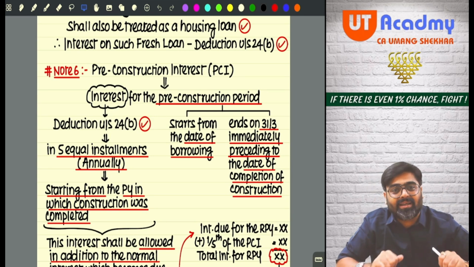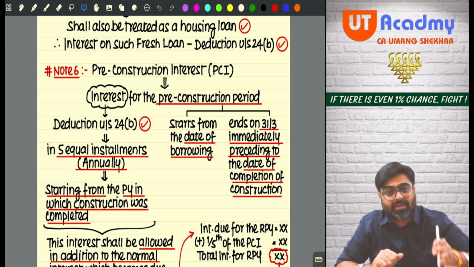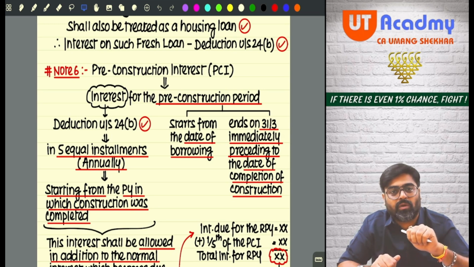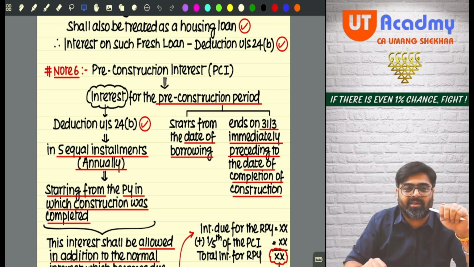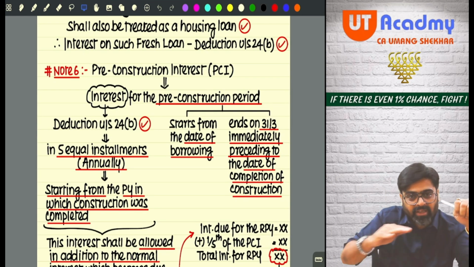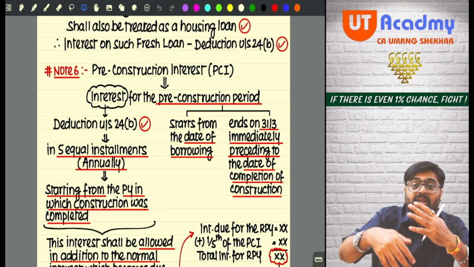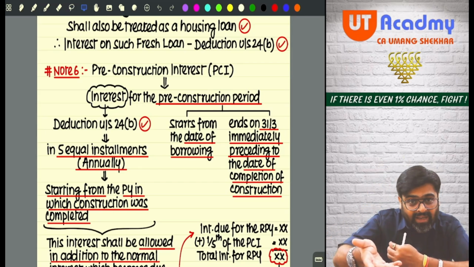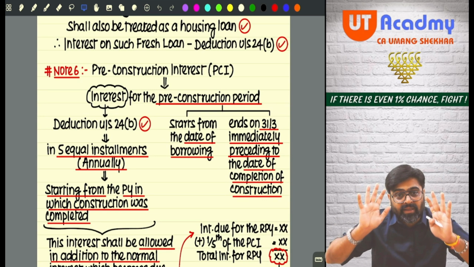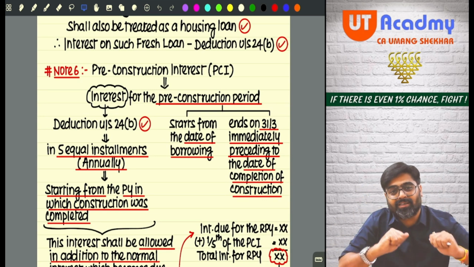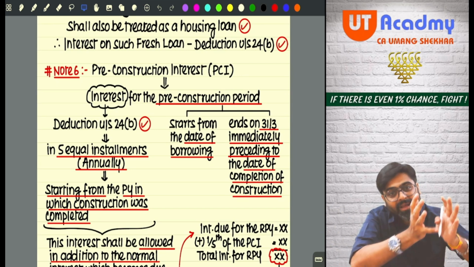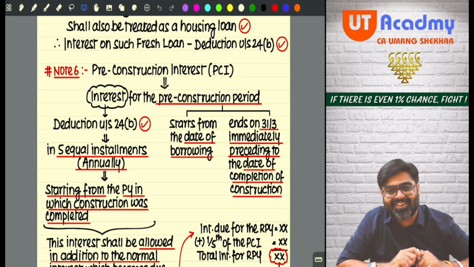But what about that interest which was prior to this year till 31st March? That interest, even if it was interest on housing loan, was not allowed as a deduction for these many years. Why? Because for these many years, the property was under construction. There was no property, hence there was no annual value calculated. And if there was no annual value calculated, interest for these many years was not allowed as a deduction. So interest for these many years will now be allowed as a deduction as pre-construction interest.